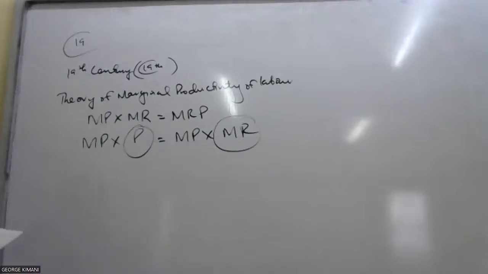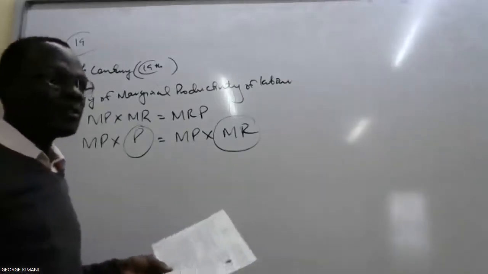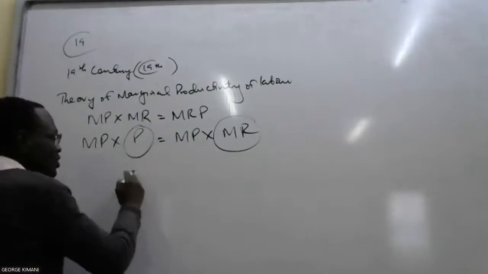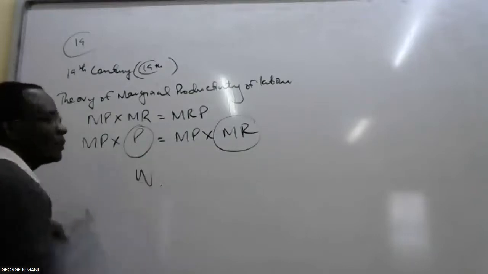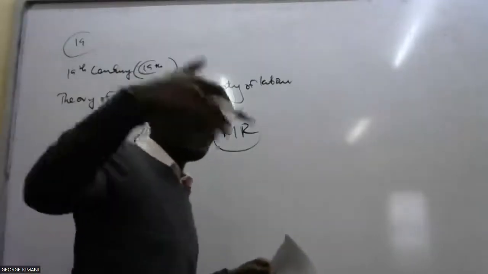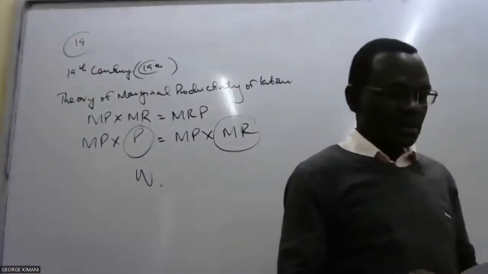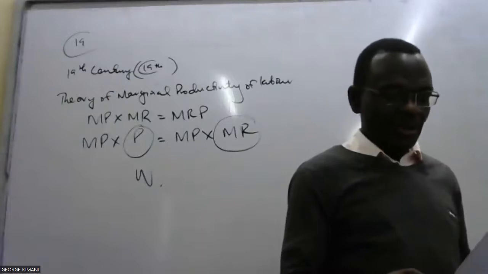Marginal revenue. So every additional unit of labor adds its own price, which is the wage rate. When you add every additional unit of labor, it adds its own price. And its own price is the wage rate.